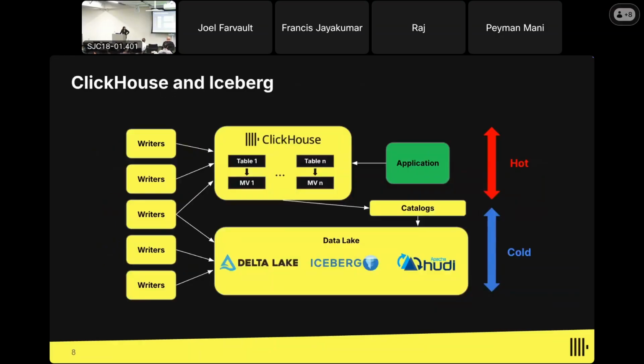So what we noticed is the majority of the use cases was around the usage of ClickHouse alongside Delta Lake, a data lake, as a hot-cold layer. So there was this notion of writers that write both to ClickHouse as well as the data lake layer. And then depending on the query, the users redirect their query either to ClickHouse or the data lake layer.